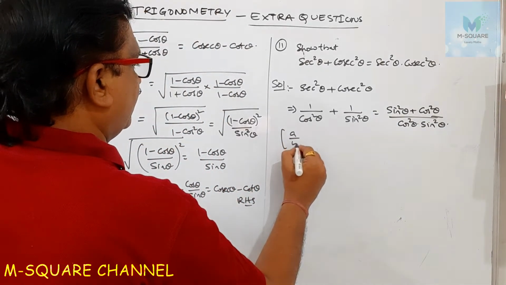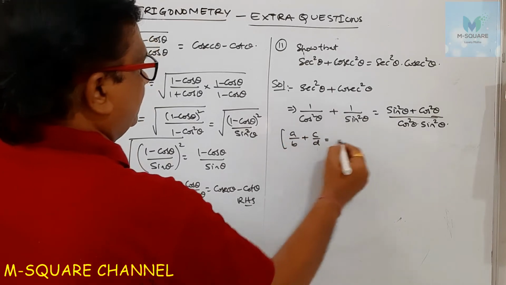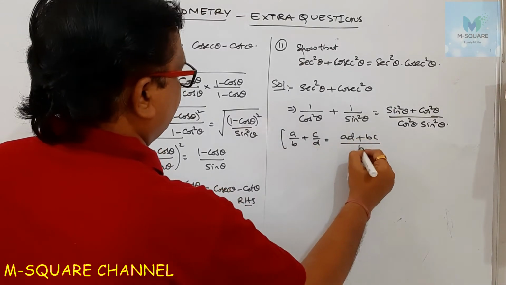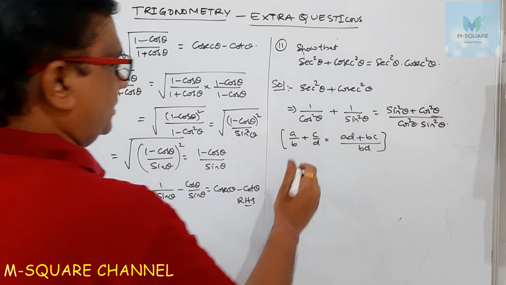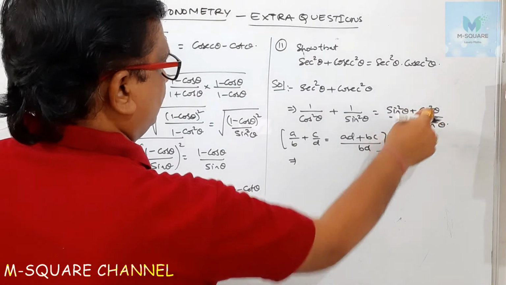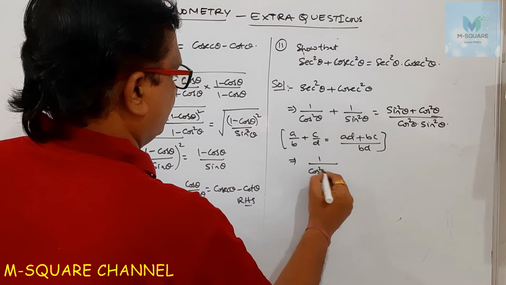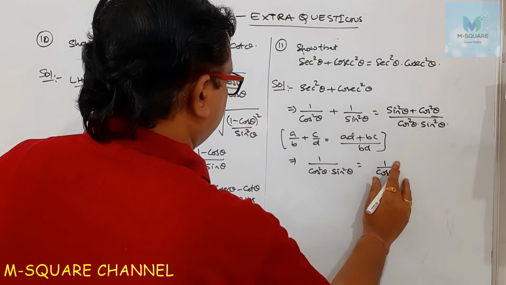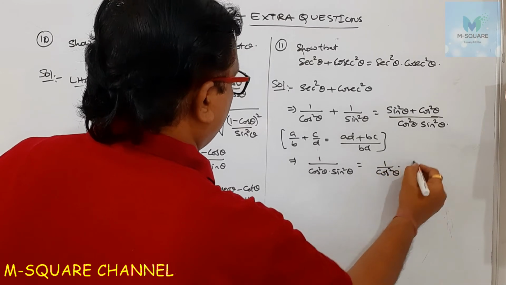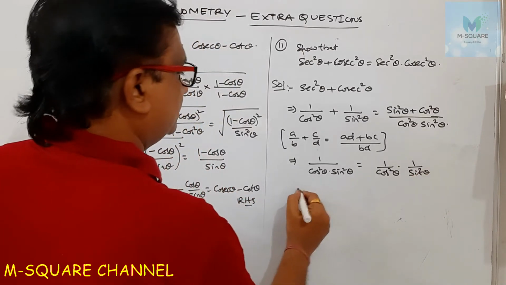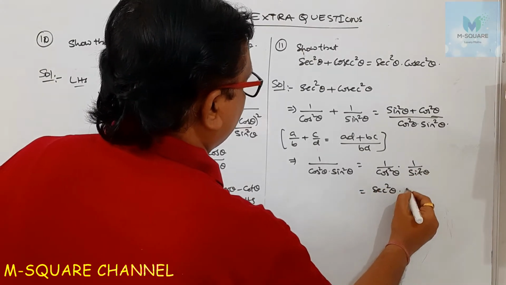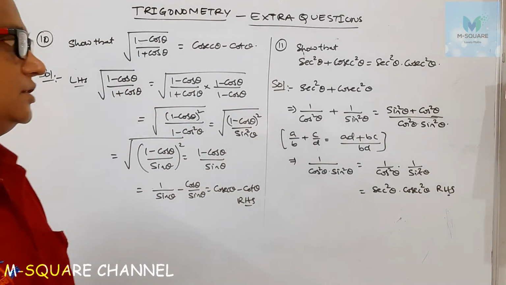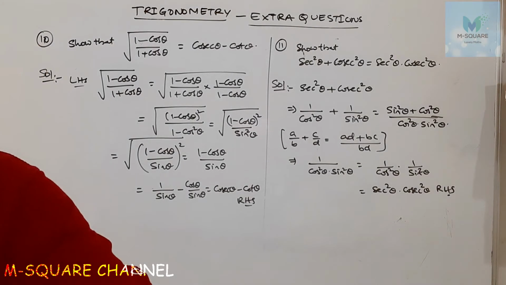Just remember a by b plus c by d: first you complete like this, AD plus BC by BD. This is the only formula, for any fraction, no problem. So this one is now 1 by cos square theta into sine square theta. So 1 by cos square theta into 1 by sine square theta, so that it is secant square theta into cosecant square theta. This is RHS. LHS to RHS, we can do it like this.